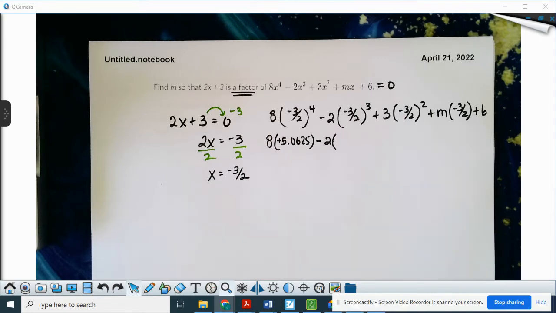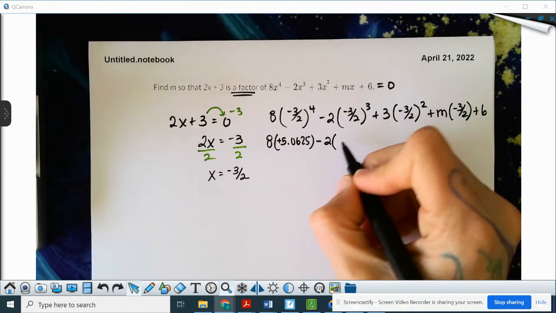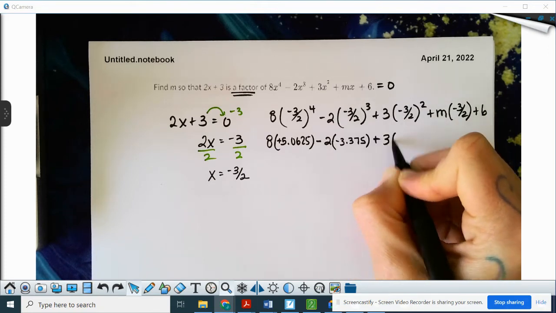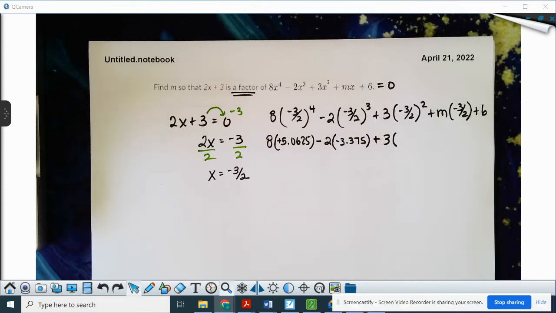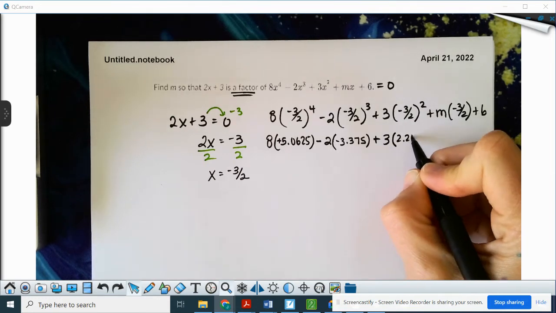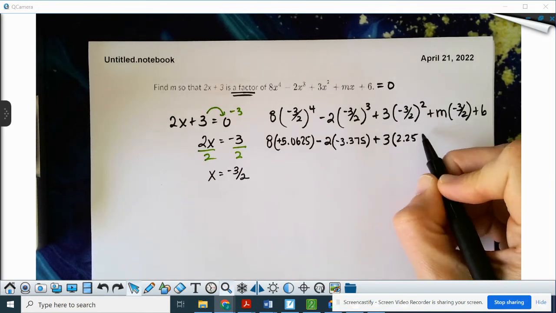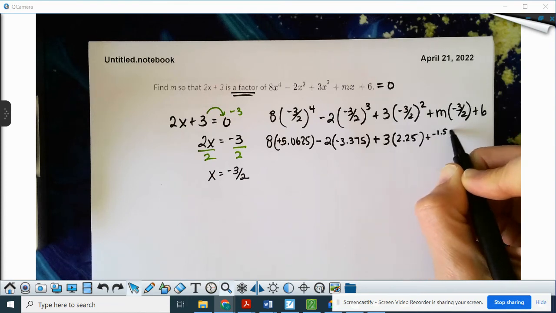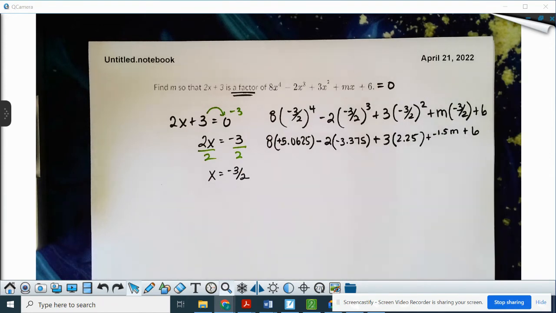And then -1.5 to the third power is -3.375, plus 3 times -1.5 squared, which is 2.25. This guy just hangs on. I would write it as -1.5m plus 6.